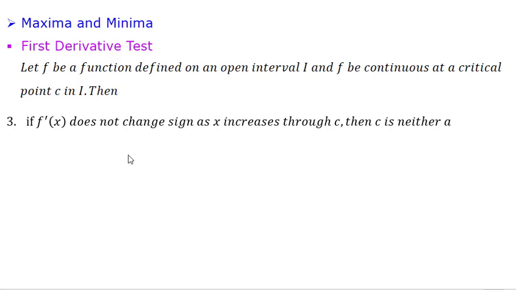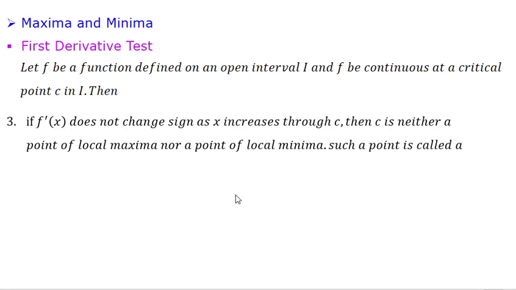Third, if f dash x does not change sign as x increases through C, then C is neither a point of local maxima nor a point of local minima. Such a point is called a point of inflection. So we have seen two cases. In one case f dash x is changing sign from positive to negative, and at that point we get local maxima. In the other case the derivative f dash x is changing its sign from negative to positive, and there we are getting local minima.